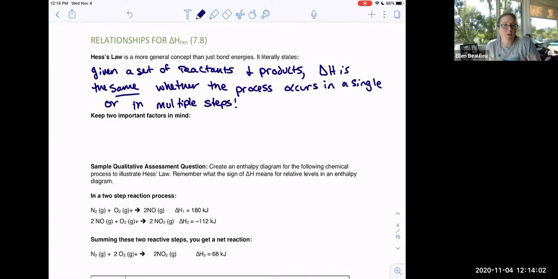So it doesn't matter whether we do this chemical reaction in a single step or whether we take 8 steps to achieve it. The overall change in enthalpy for the process should be the same. That also relates to the first law of thermodynamics. Energy only changes form. So whether you are doing something in a single step or multiple steps, the overall delta H for the reaction should be the same.